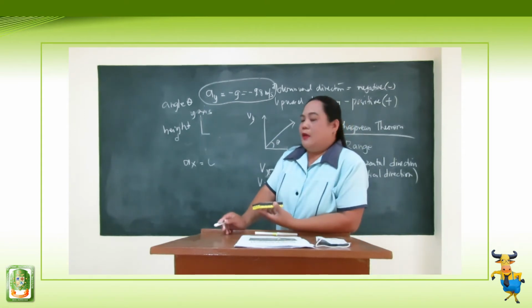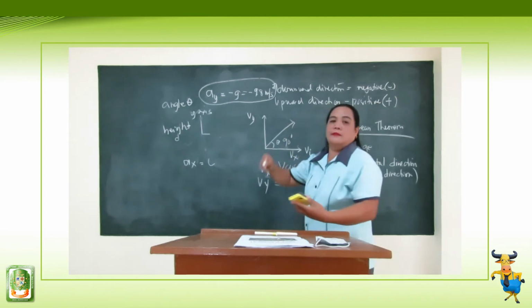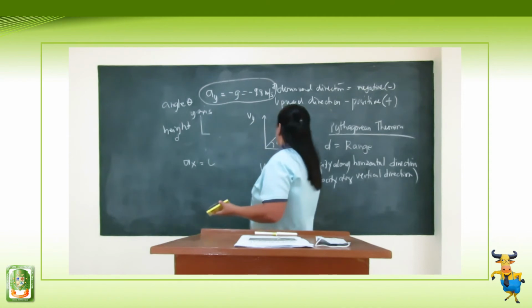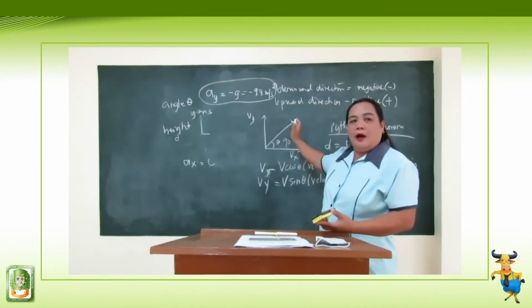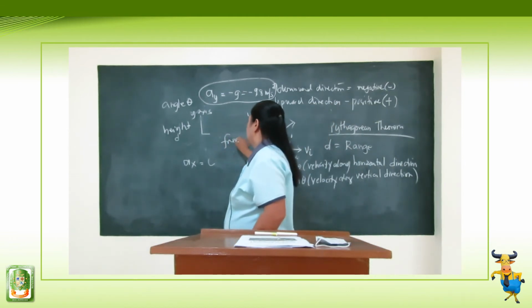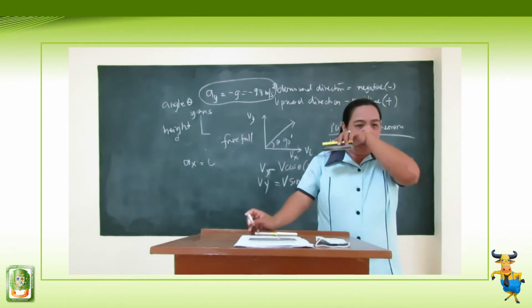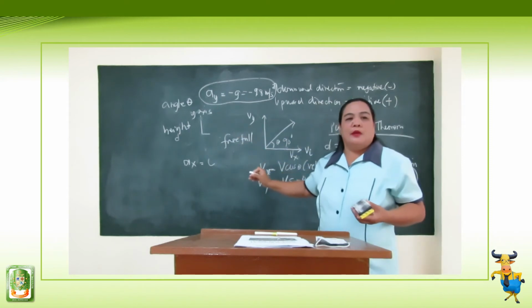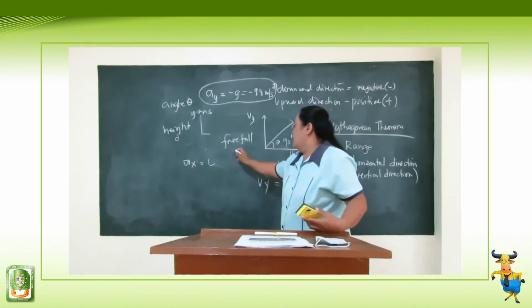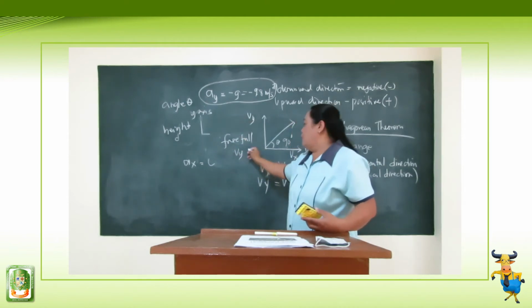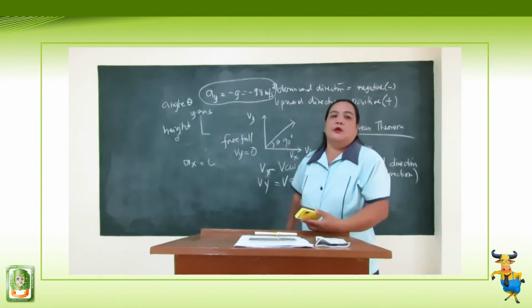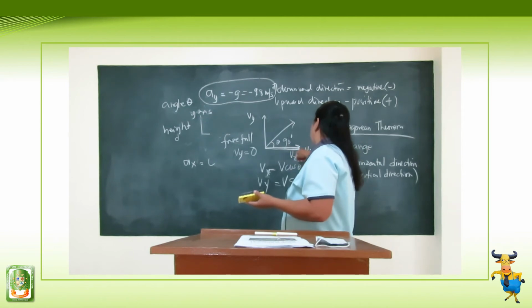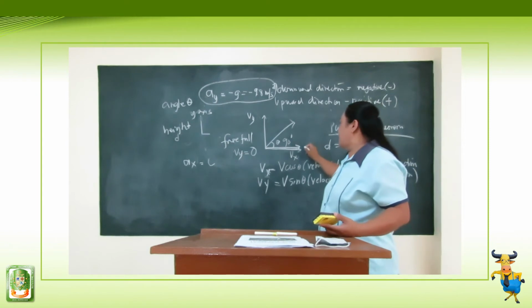But if the angle is equal to 90, it means that the object in motion is revolved. So if the angle is 90 degrees, the motion is revolve. If the velocity in the y direction is 0, the object in motion is in horizontal motion, in the horizontal direction.